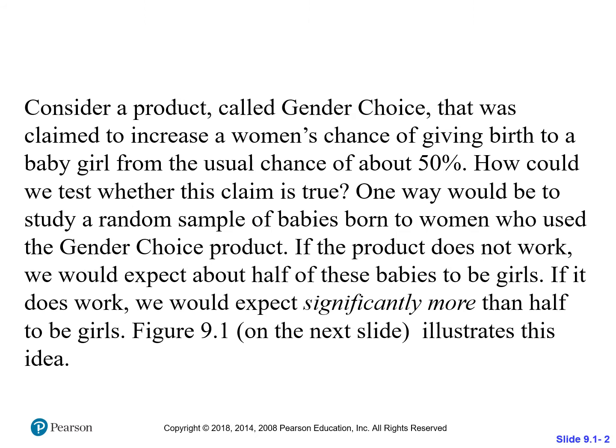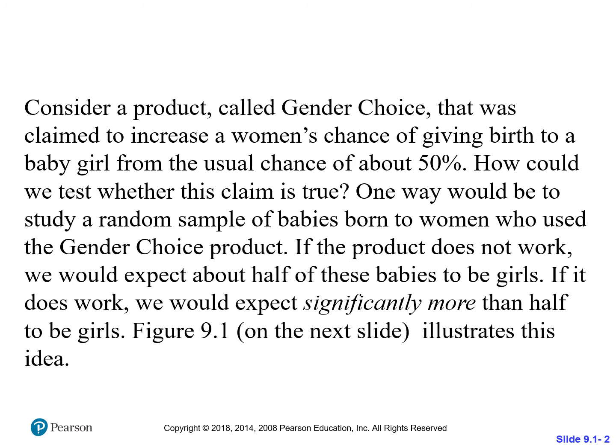So let's say we have a product called Gender Choice that claimed to increase a woman's chance of giving birth to a baby girl from the usual chance of about 50%. So you take this drug and supposedly you have a higher probability of having a girl as opposed to a boy. So how do we test if this is true?